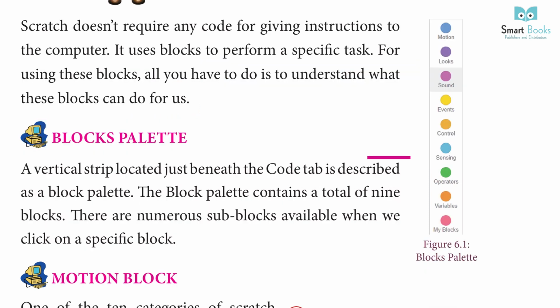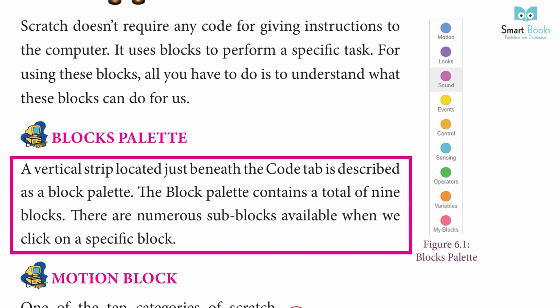Blocks palette. A vertical strip located just beneath the Code tab is described as a block palette. The block palette contains a total of 9 blocks. There are numerous sub-blocks available when we click on a specific block.